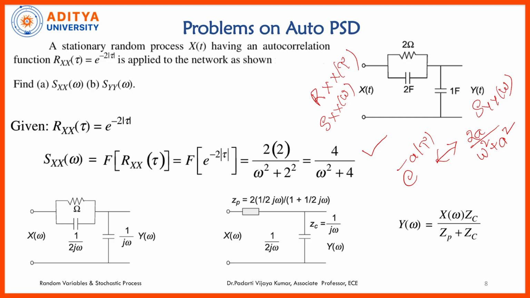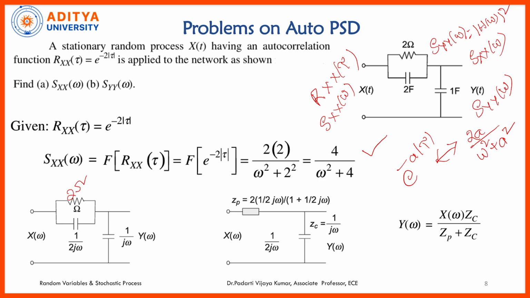In order to compute the output power spectral density, the input power spectral density and output power spectral density are related by: output power spectral density is the absolute value of the transfer function whole square into Sx of omega. So for finding Syy of omega, first we need to compute the transfer function for the given network. For that, we need to modify the circuit elements in terms of the Fourier domain. In the Fourier domain, the resistance remains the same, 2 ohm and 2 farad. The capacitance will be 1 by j omega C, 1 by 2 j omega. Here the capacitance is 1 farad, so it will be 1 by j omega.